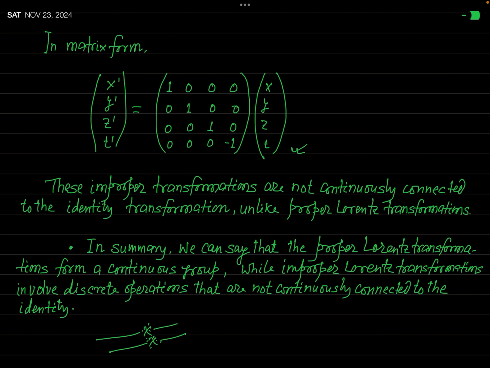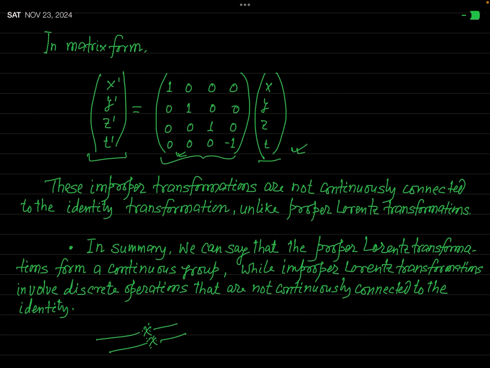You can check it. Okay, when you multiply this 4 by 4 matrix to this column matrix, you will get the column matrix given in the LHS. Again you can see when you find the determinant of this 4 by 4 matrix, which is actually the time reversal matrix, you will see that its determinant is equal to -1. And that's why this time reversal transformation is known as an improper Lorentz transformation.